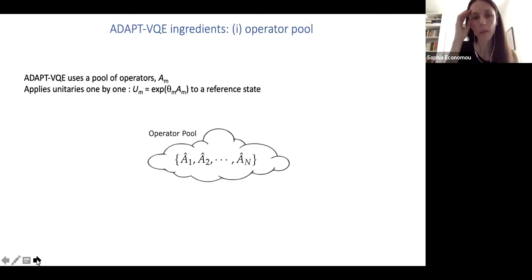And you can choose these in many different ways. I'll give you some examples. And what we do in this algorithm is we apply unitaries created out of this pool, one by one, each carrying an optimization parameter. And we apply that to some reference state we have picked.